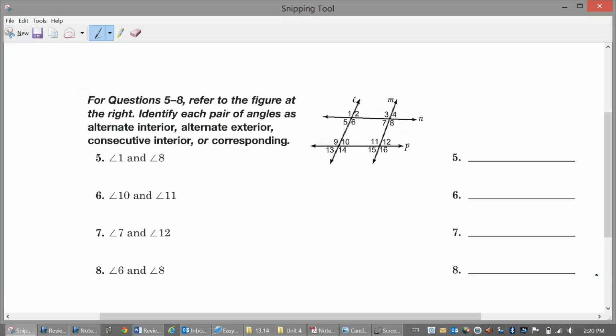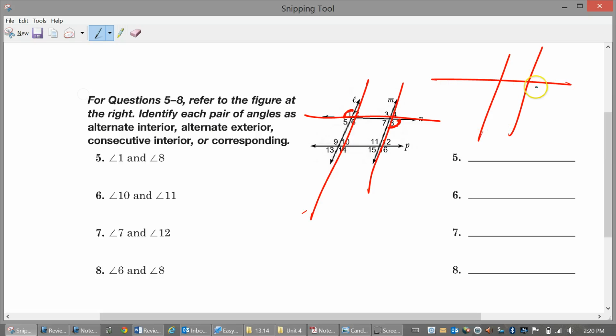Okay. For the figures, identify each pair of angles. So 5 is 1 and 8. I would draw the lines that make up those angles. Those are alternate exterior then. That makes sense.